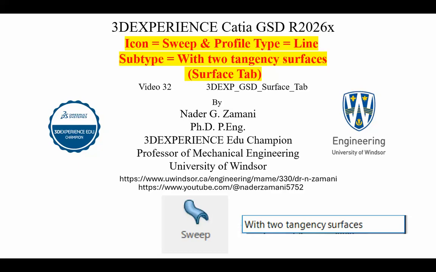Okay, this is video number 32 in the playlist for the 3D Experience Generative Shape Design application, on the Surface tab. It is going to be the last video where I discuss the subtypes of the line sweep icon. The icon is sweep, an advanced icon, the profile type is line, and the subtype is the last in the list of 7, which is called with two tangency surfaces.